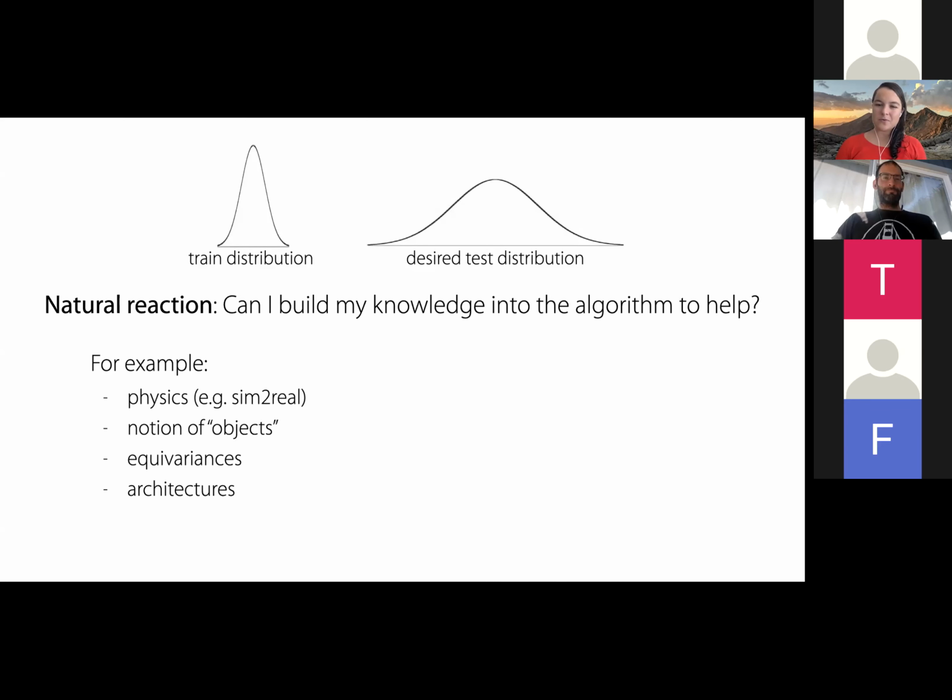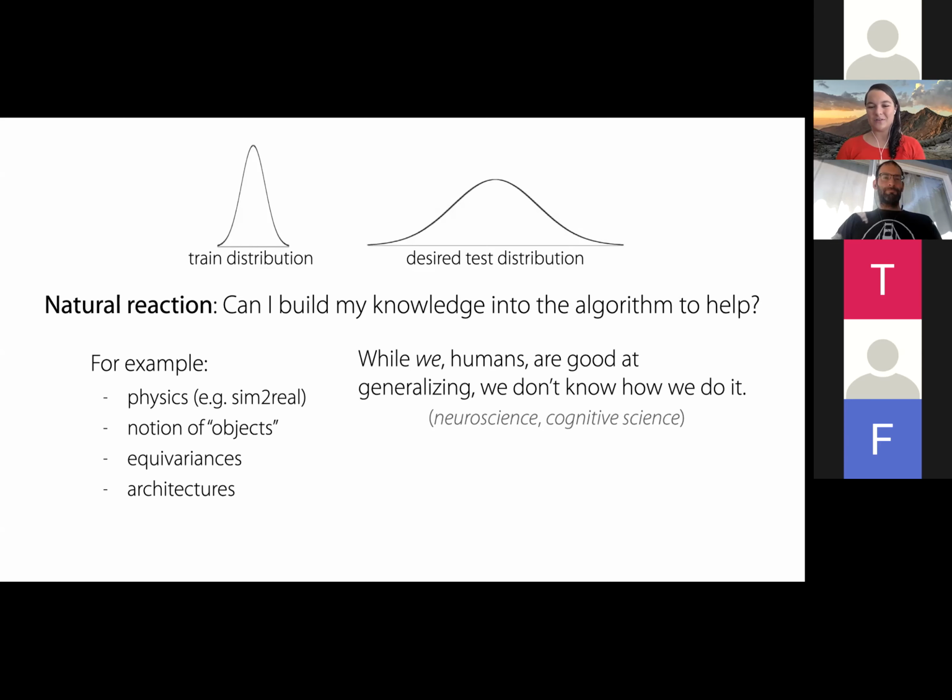However, I would argue a couple things. While I think this is a very natural reaction, first, while we humans are very good at generalizing, we don't actually know how we do it. There's a whole field in neuroscience and cognitive science devoted to figuring out how humans are intelligent. And even if we did know how we accomplish what we do, we don't necessarily know how to program that into machine learning systems. Arguably, that was the approach taken by a lot of knowledge-based AI systems a while back.